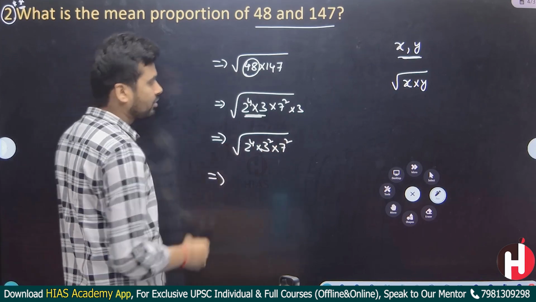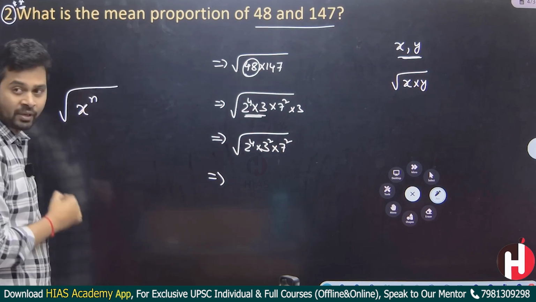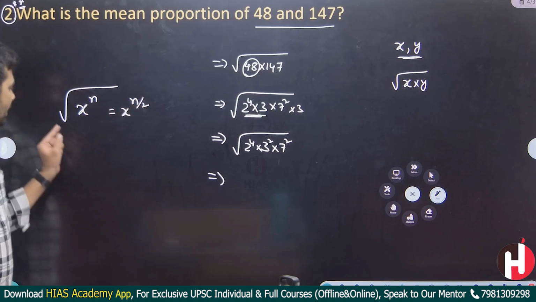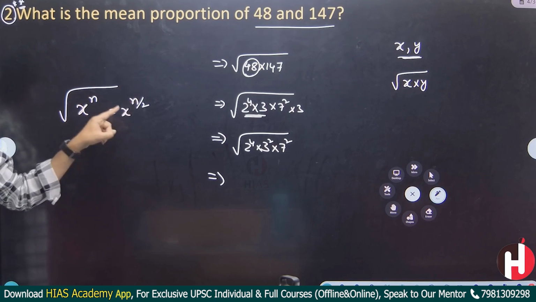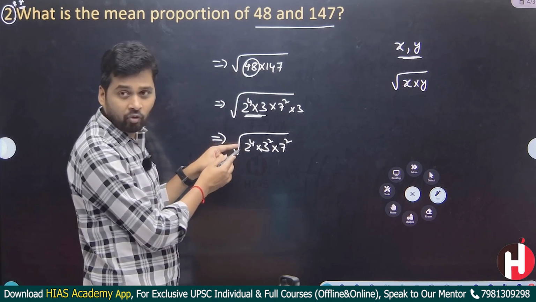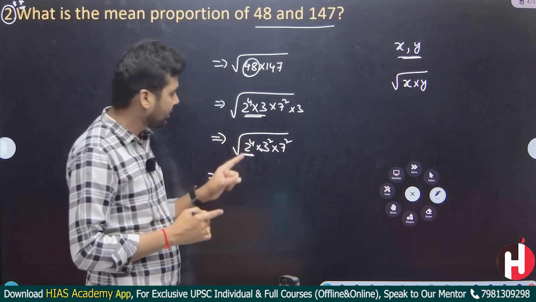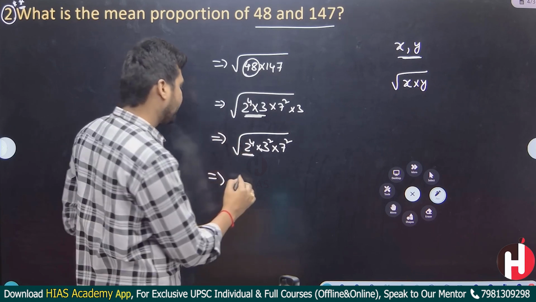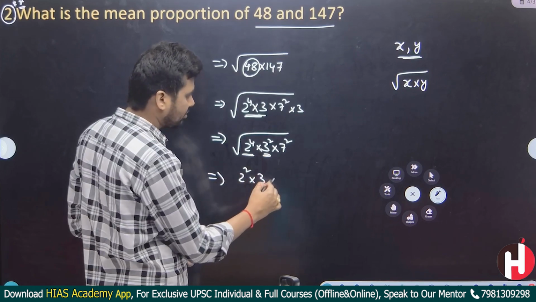Now the square root of anything. Suppose square root of x power n, which is nothing but x power n by 2. Okay, square root means power divided by 2. The power we are dividing with 2. So here, what is the square root of 2 power 4? Each term will go one by one. First one is 2 power 4. What is the square root of 2 power 4? 2 square, right? Next, what is the square root of 3 square? 3. What is the square root of 7 square? 7.